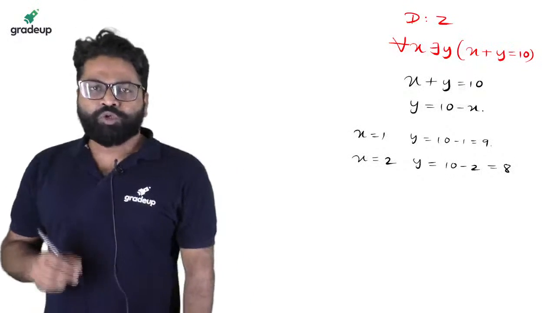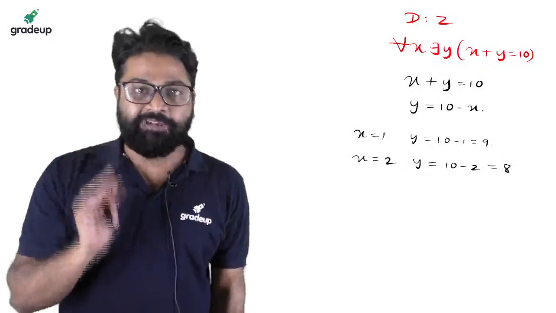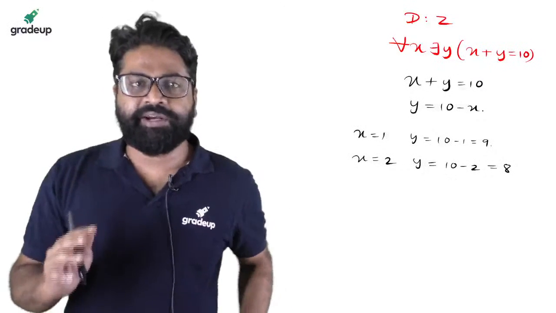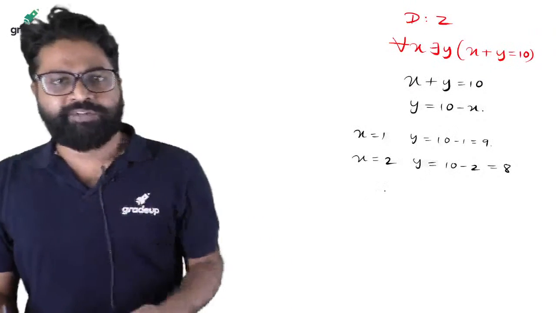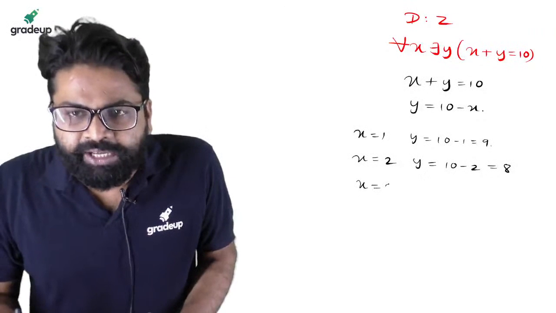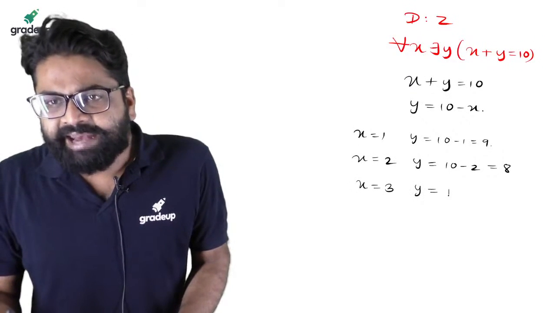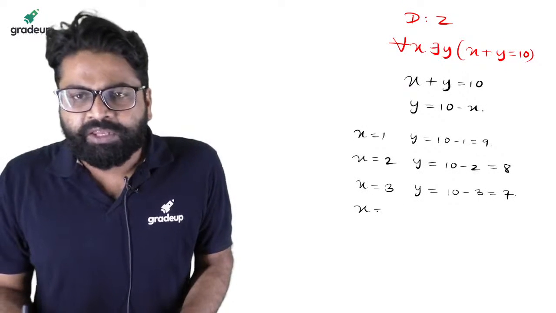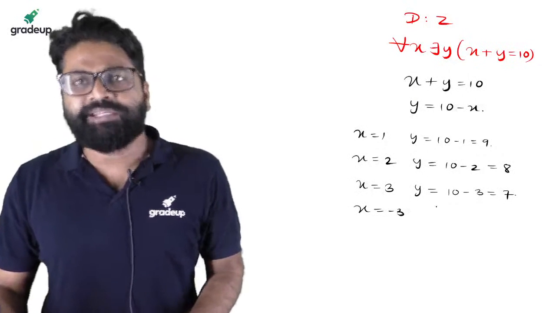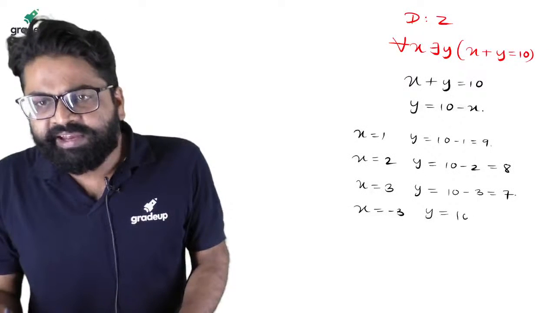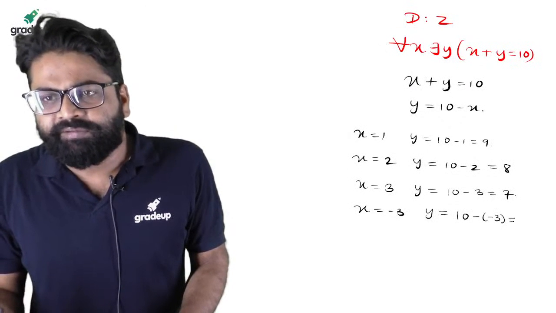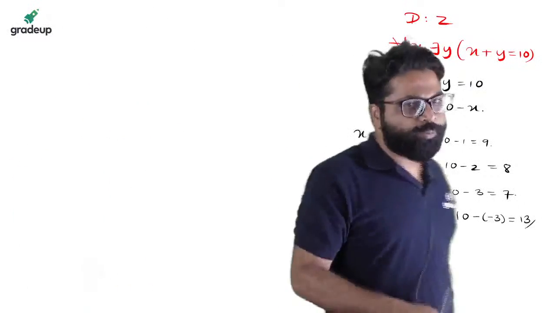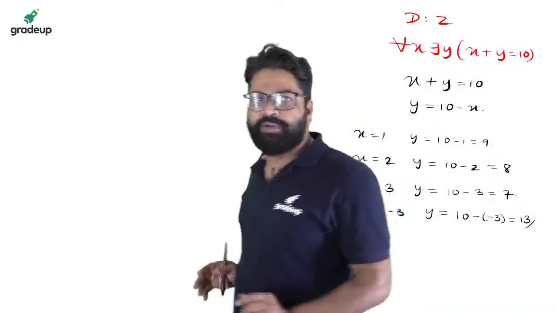So the question they are asking is: for every value of x, will I always get a value of y? Try to understand this. Whatever values of x you put, suppose I put x equals 3, is there a guarantee that I will get a y value? Yes. What if I put x equals minus 3? Is there a guarantee that I will get a value of y? Yes, whatever values of x you put, you will always get a value of y.